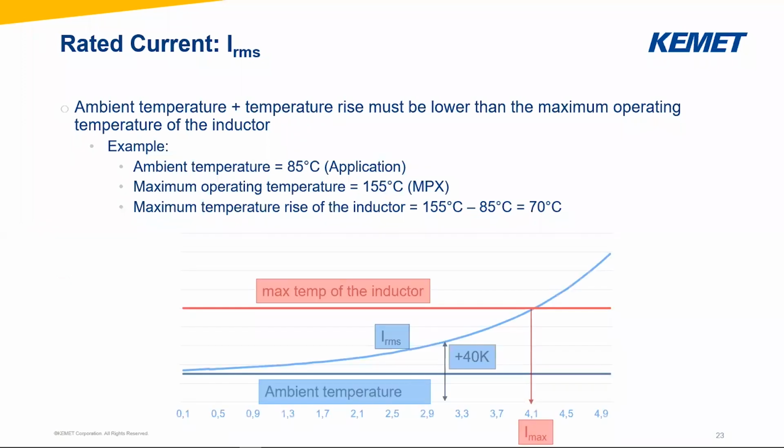Going back to the picture we saw before, yes, for sure, there's one point where you have a self-heating of 40K, but your maximum temperature is much higher. And you can be okay up to 70 degrees self-heating. And this is a much higher current. In this case, it's something around 4.1 amps. This is something which needs to be considered, because the 40K is just 1 point on the graph and could not be the maximum. It could be the maximum, depending on your application.